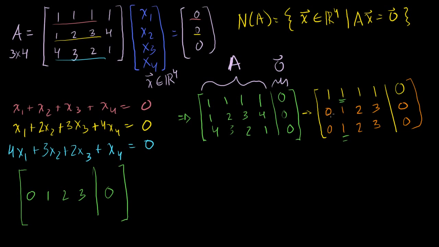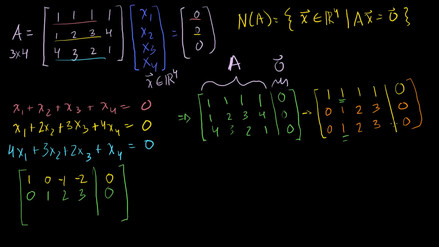And then my first row, let me replace it with the first row minus the second row so I can get rid of this 1. So 1 minus 0 is 1. 1 minus 1 is 0. 1 minus 2 is minus 1. 1 minus 3 is minus 2. And 0 minus 0 is 0.